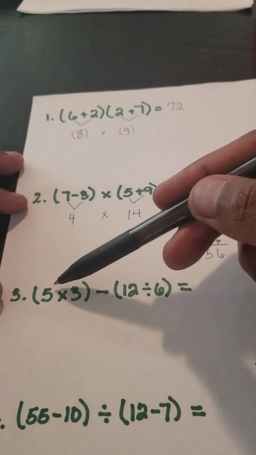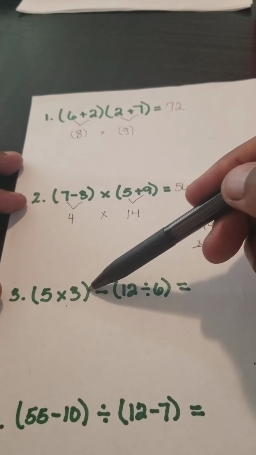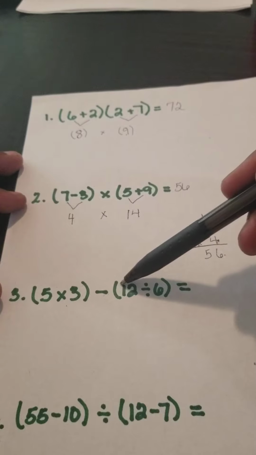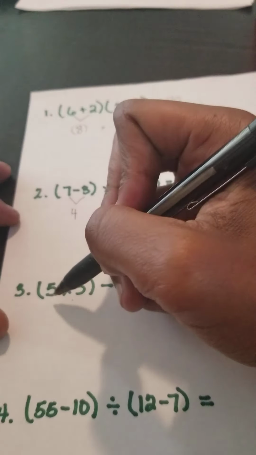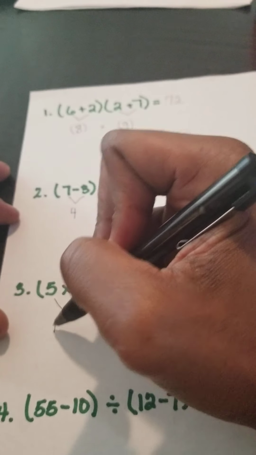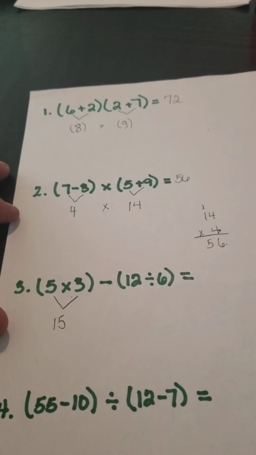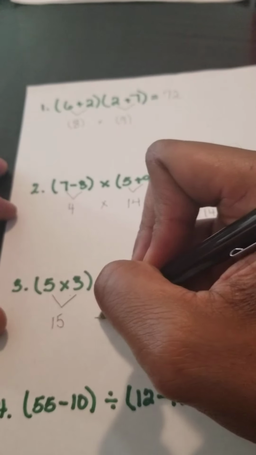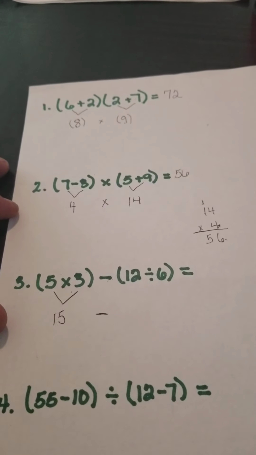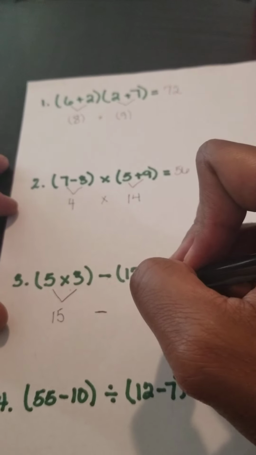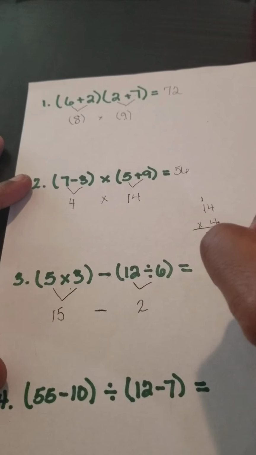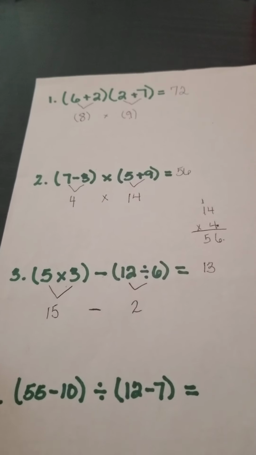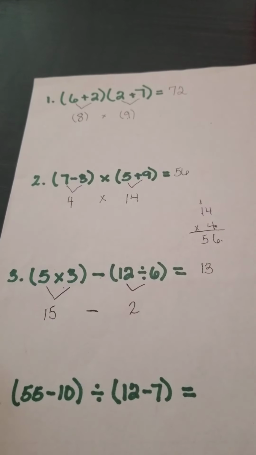Okay. So we have 5 times 3 in parentheses minus 12 divided by 6 in parentheses. So my 5 times 3, I get 15. I'm going to subtract. 12 divided by 6 is 2. So my answer is 15 minus 2 is 13. All right.